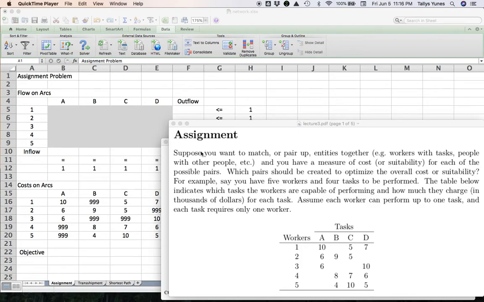Hello, welcome back. Today we're going to look at our second example of a network optimization problem.